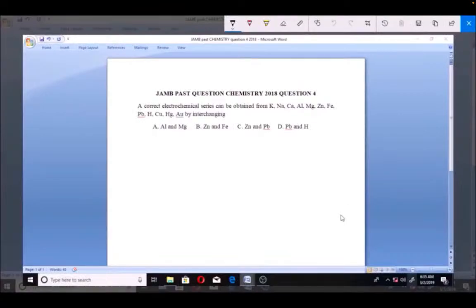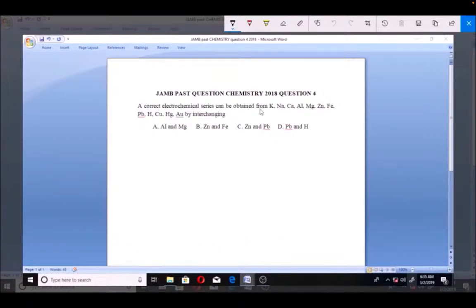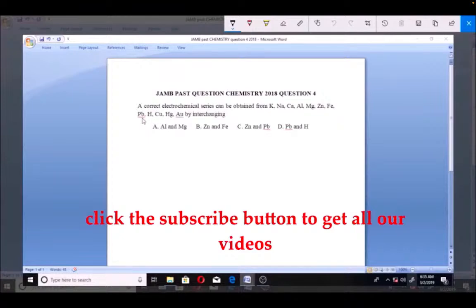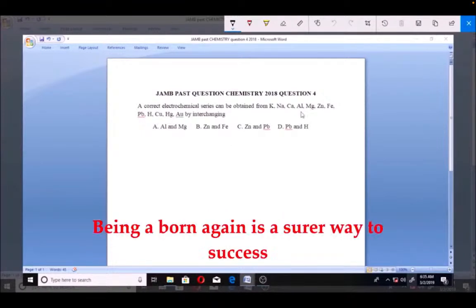Now let's look at this problem, JAMB past question Chemistry 2018, question number 4. A correct electrochemical series can be obtained from K, which is potassium, sodium Na, Ca calcium, Al aluminium, Mg magnesium, Zn zinc, Fe iron, Pb lead, Hg, Cu, Hg, Au by interchanging. So what do you interchange in order to make this the correct electrochemical series?